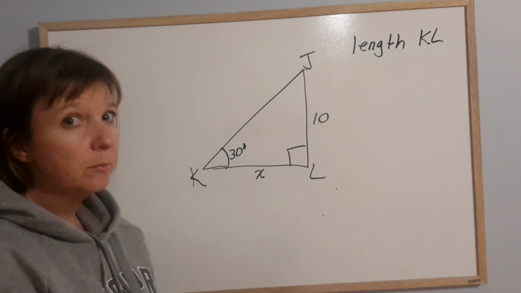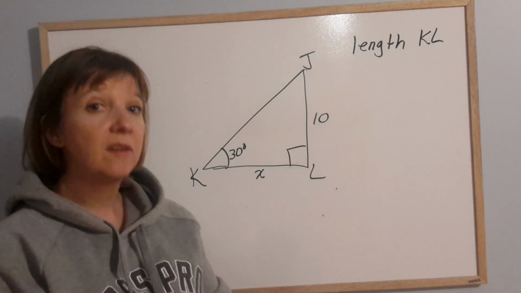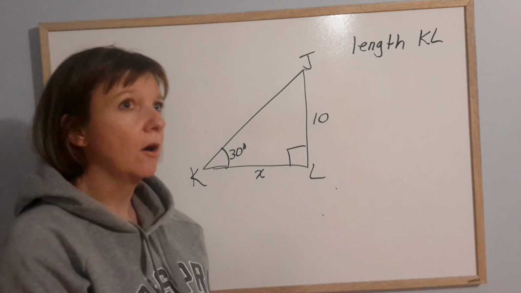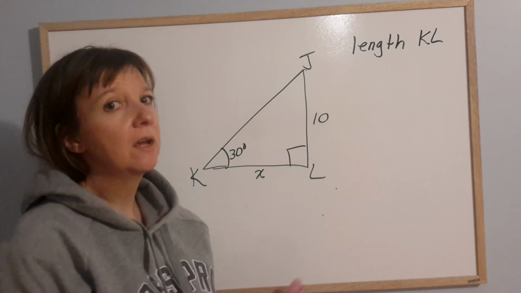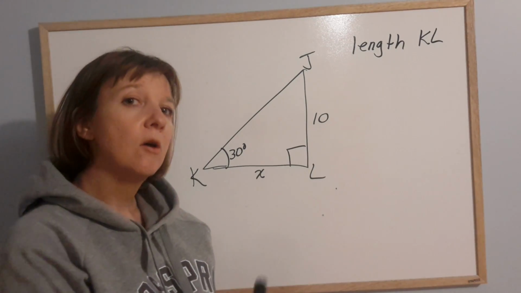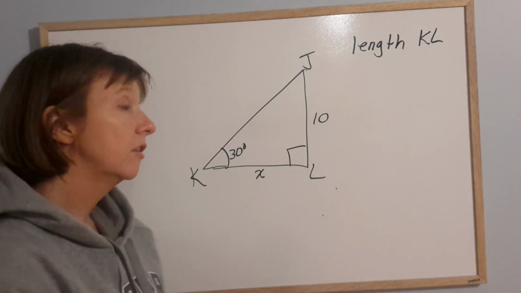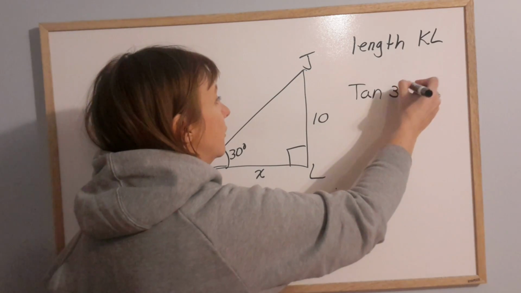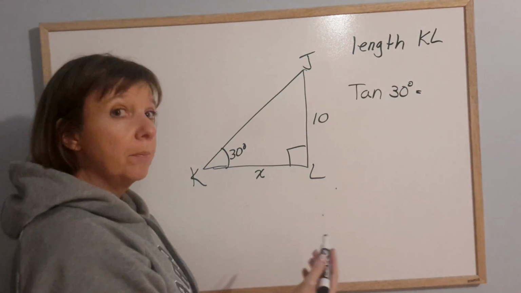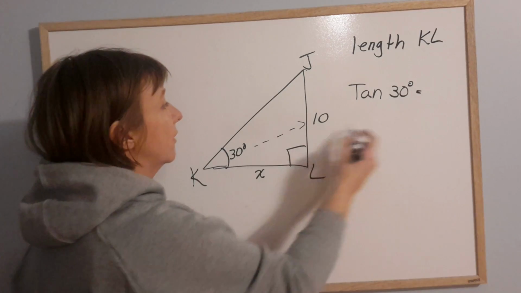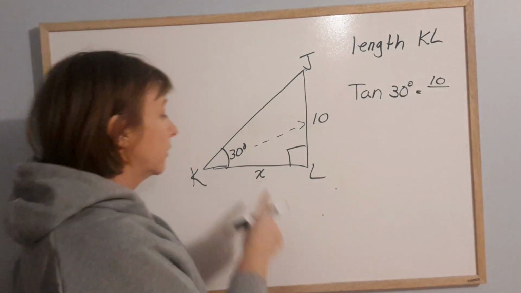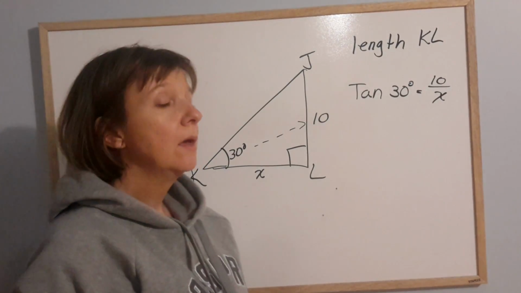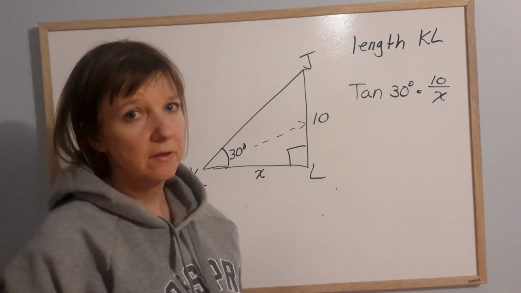So I'm going to set this up just like the previous sections. I'm going to say tan of my angle is, so remember, is always means equals, the opposite side over the adjacent side. So tan of 30 degrees is my opposite side. Well, opposite this angle is 10, over my adjacent side, which is X. So now I have to solve for X.